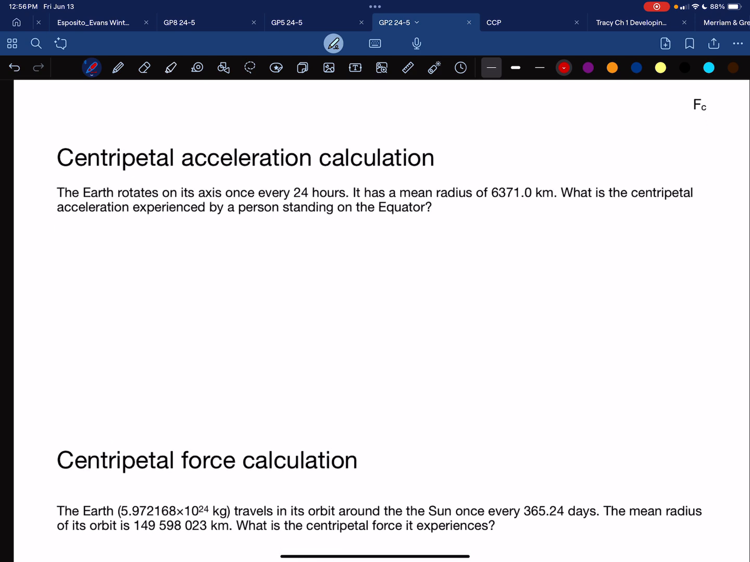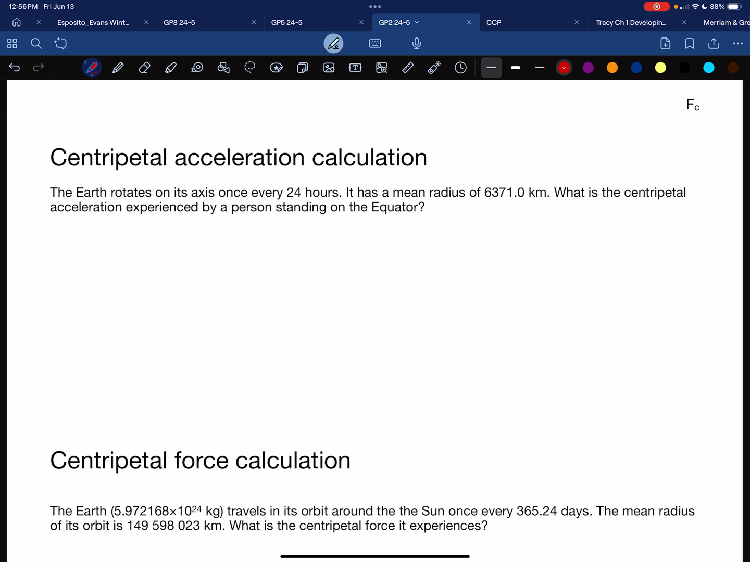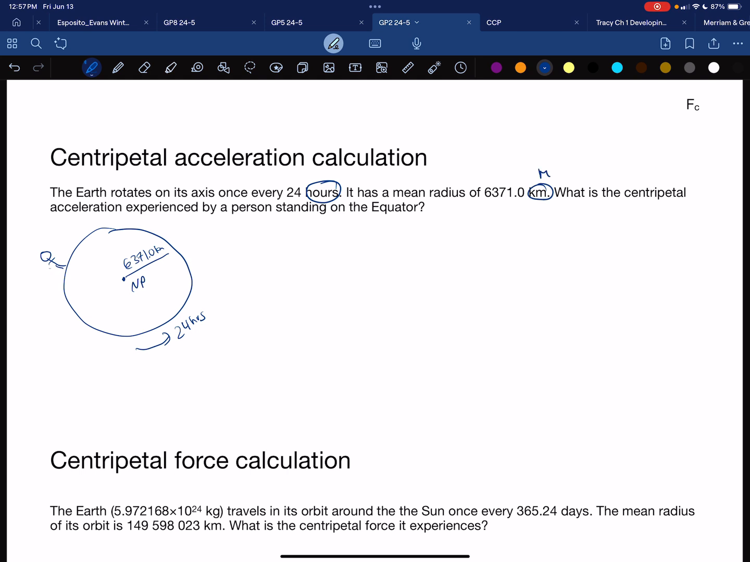So how do we do a calculation from this? Well, we've got an example here. We've got the Earth rotating on its axis once every 24 hours. There's the North Pole, and we have a person standing on the Earth at the equator. We're looking downward on it. We know it takes 24 hours to travel around. We've got a radius of 6,371.0 kilometers. Hours and kilometers, of course, we need to change to meters and seconds. But we want the centripetal acceleration.